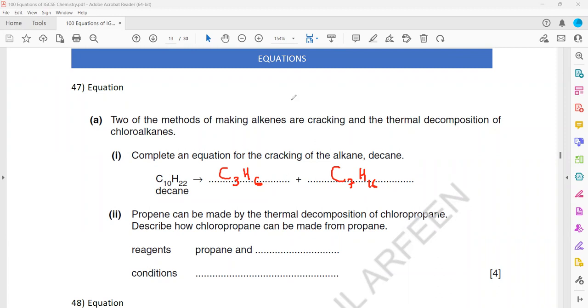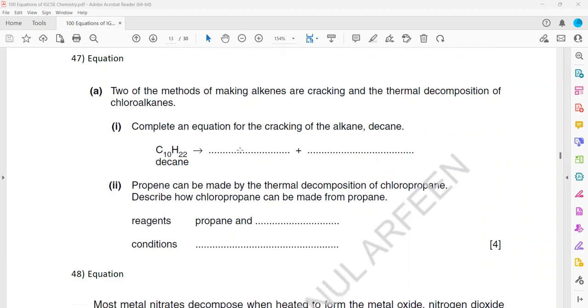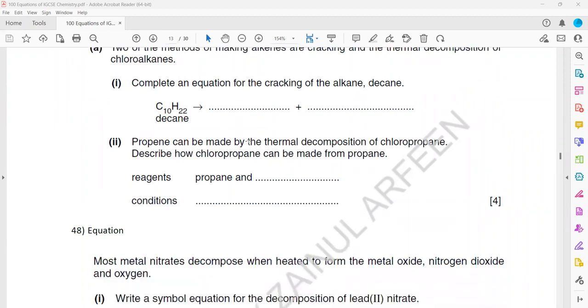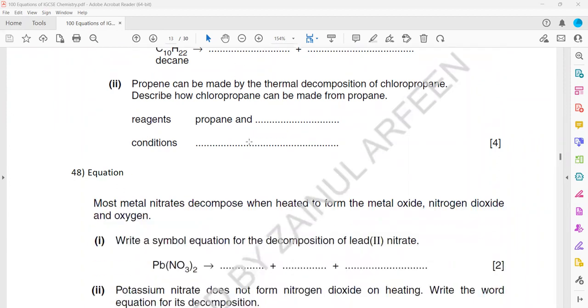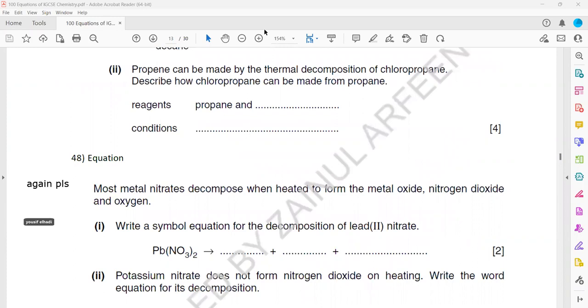But any combination is acceptable here, as they do not specify that a certain alkane or alkene should be produced. Propene can be made by thermal decomposition of a chloropropane.